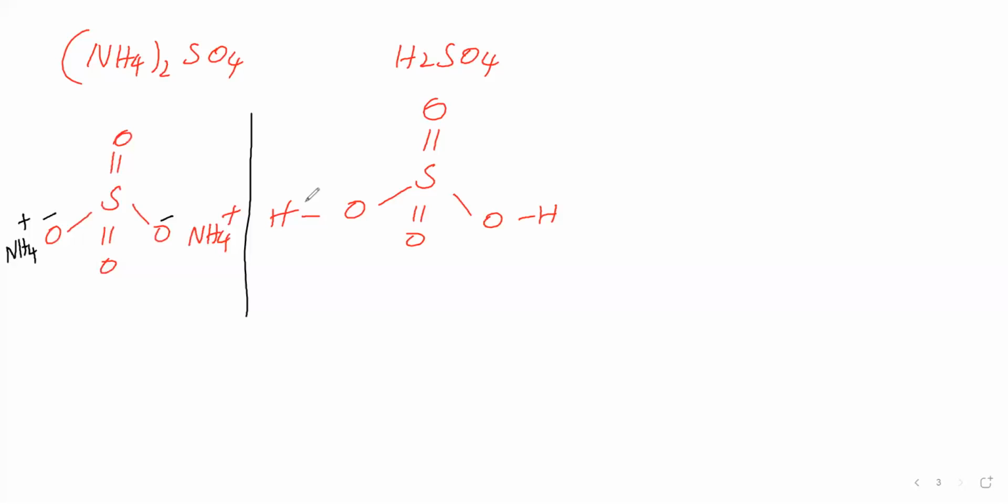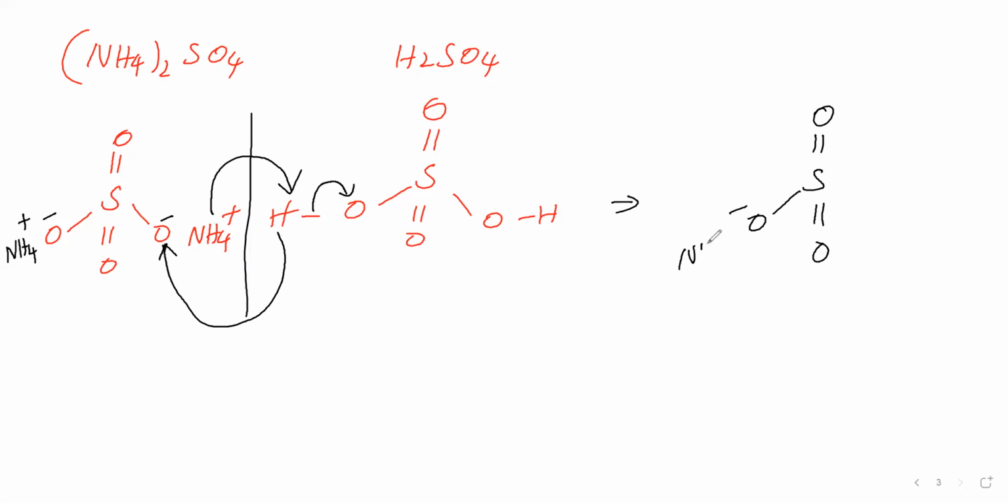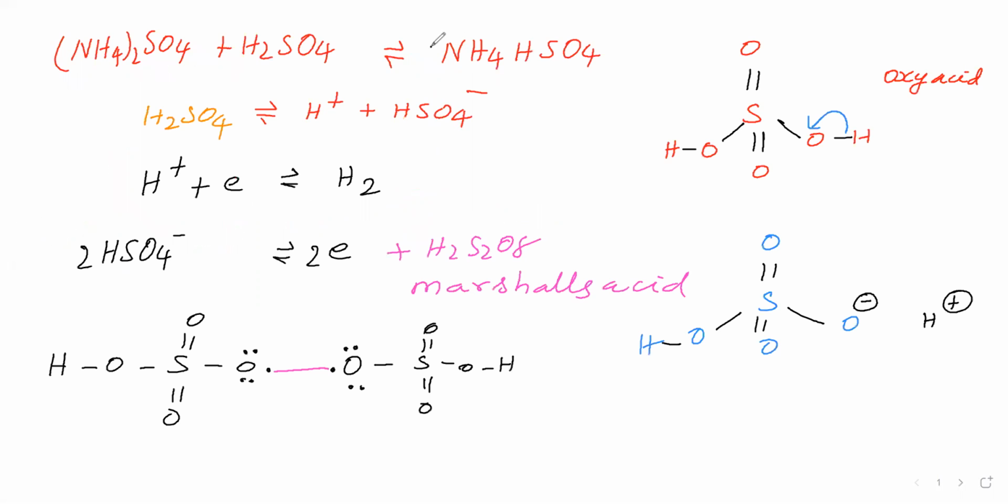When it goes for ionization, this bond shifts. This H plus goes here and the ammonium ion comes here. So what do you get? Ammonium bisulfate. Here double bond O, here O minus NH4 plus, here OH. It is called ammonium bisulfate. So you take the electrolyte, an aqueous solution of ammonium sulfate and sulfuric acid, and mix them. They convert into ammonium bisulfate.